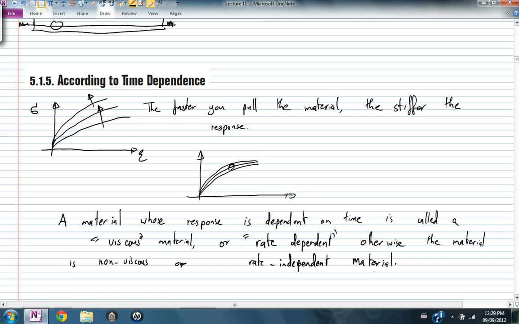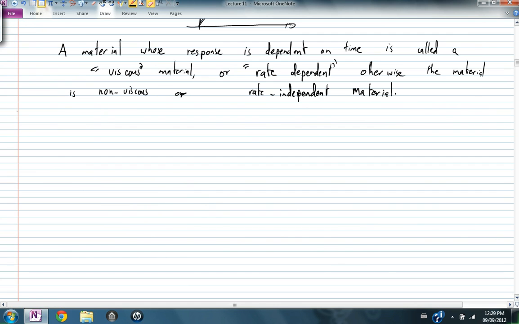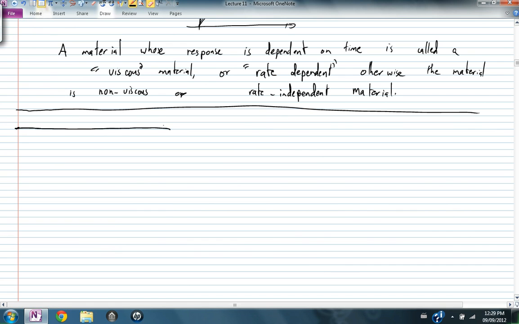Now, other forms of rate dependency or viscous materials are what we call stress relaxation and creep. Stress relaxation and creep are very important phenomena for the design of both steel and concrete structures, because creep is a phenomenon that occurs in concrete quite a lot, and stress relaxation is a phenomenon that occurs in steel, especially pre-tensioning cables. So what is creep?